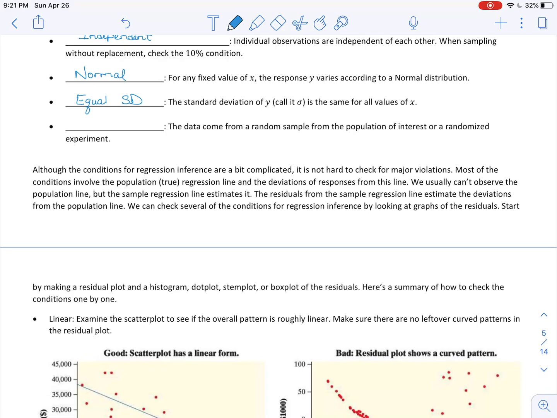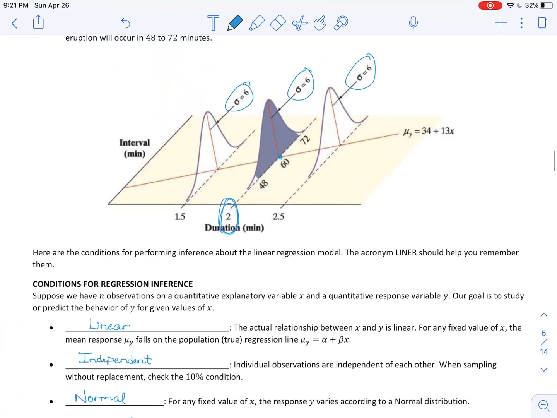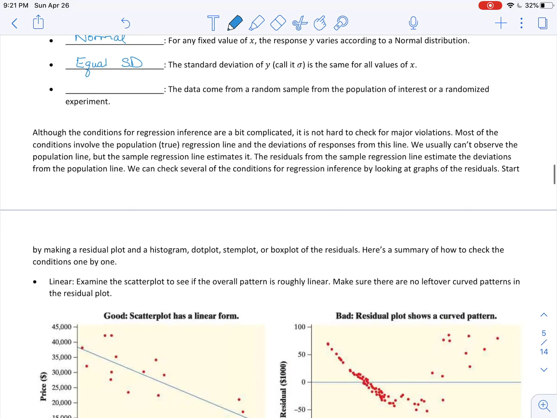Then we need all of those normal distributions to have equal standard deviations. Now you're probably not going to have multiple observations you're going to check this, so we'll check this a particular way. So the standard deviation of y, sigma in this case, is the same for all the values of x. This is what we were looking at earlier where they were all 6. And lastly, the one that we are used to, we still need randomness. If you have a convenient sample, this will not apply very well to your population. So the data has to come from a random sample from the population of interest, or it needs to be a randomized experiment, but something's got to be random.